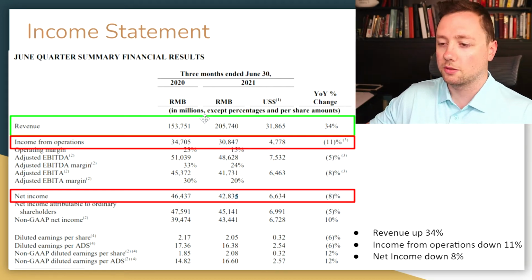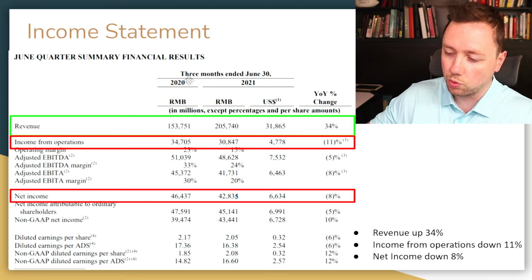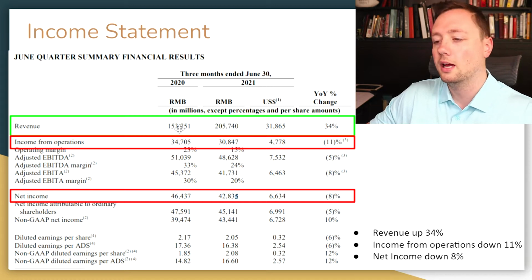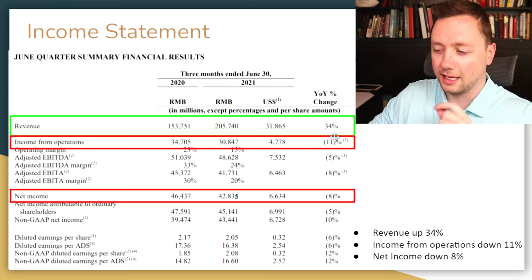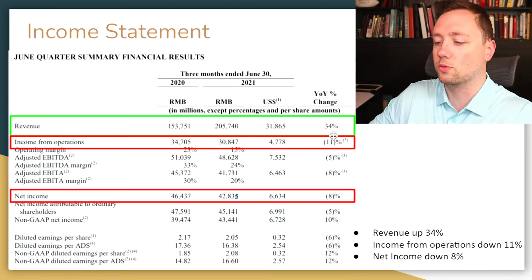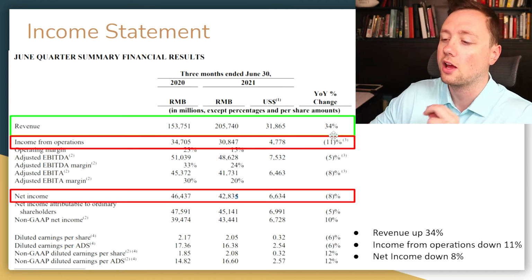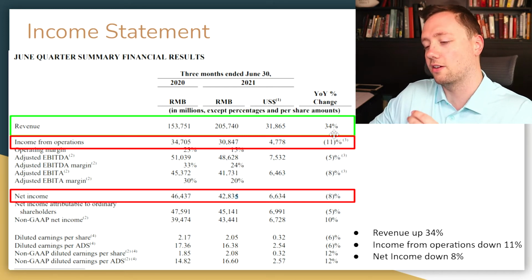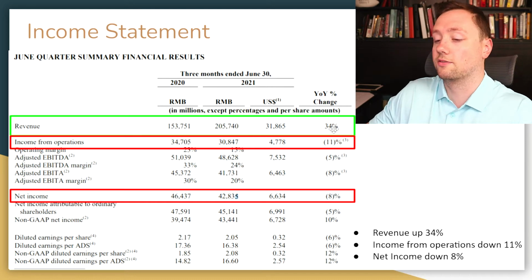So this is the income statement here, and as you can see, for the 3 months ended June 30th of 2020, the company brought in 157 million RMB, and then for 2021, they brought in 205 million RMB. That represents an increase of 34%, which is absolutely phenomenal for a company this size that's $500 billion. They're growing their top line revenue by 34%. That is very, very impressive. That is very nice to see. And that is in my mind a very good number.